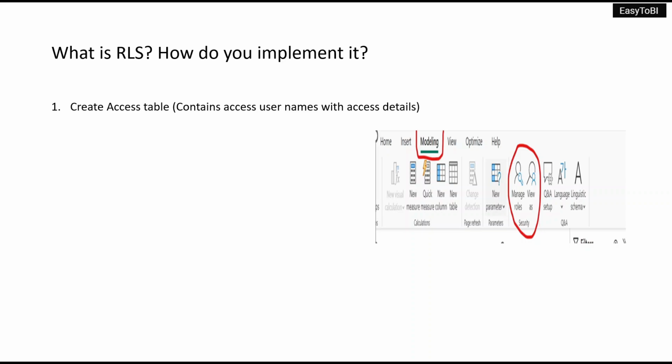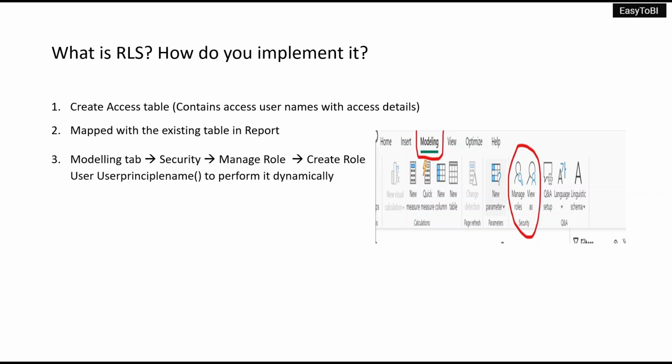So on the basis of that, we need to create two columns: user email ID or username, and the second column is a role. The role is admin and user. Later, we need to map that access table with our main table by using either role, email ID, or user ID. After mapping has been done, we need to do role creation.